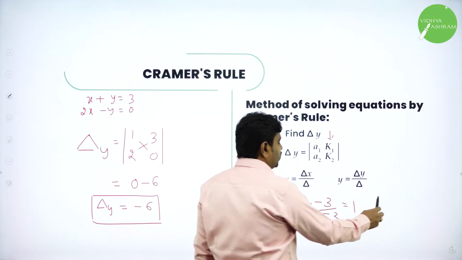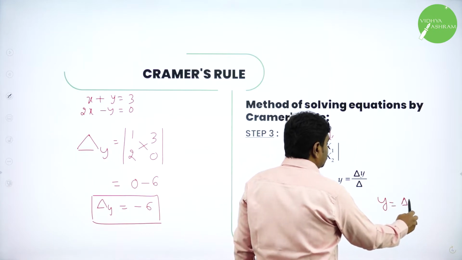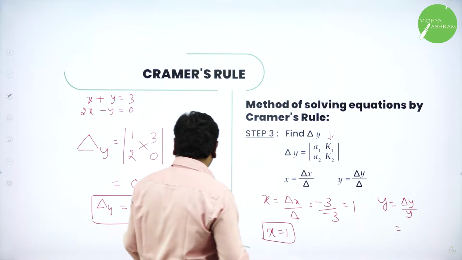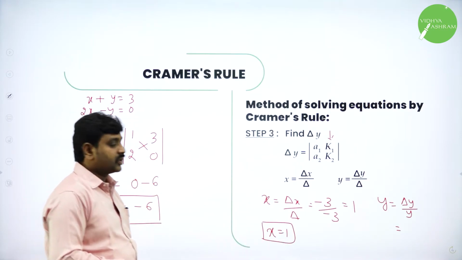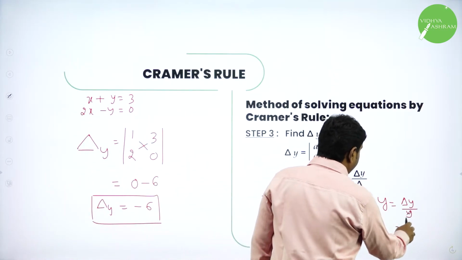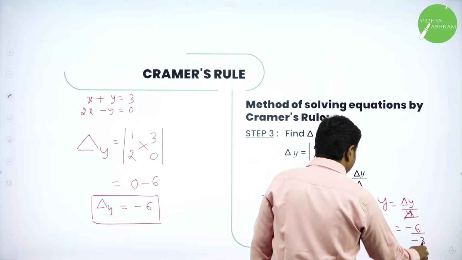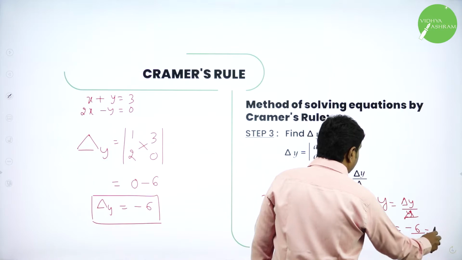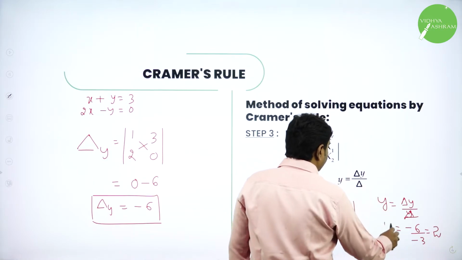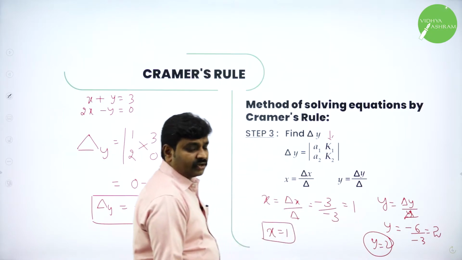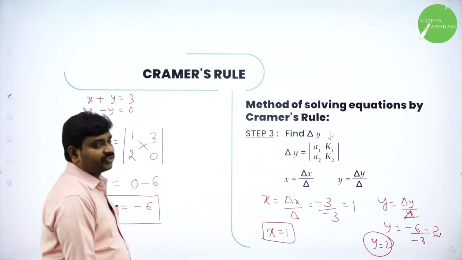And y means delta y by delta. What is delta y you got? Minus 6 divided by delta, which is minus 3. Divide it, you will get 2. So you got the y value also. The y value is 2. So by Cramer's rule you got the values of the variables. Therefore x and y you got.